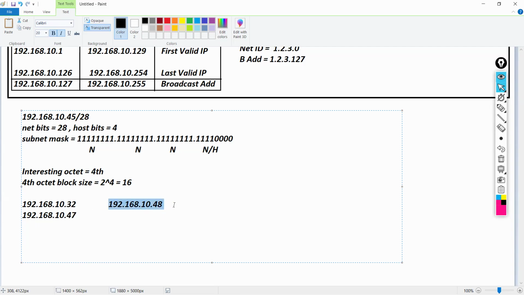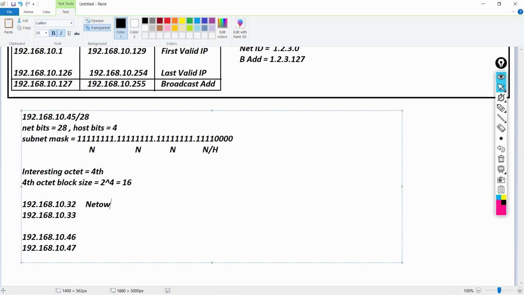Now I don't need this also. Now I don't need that one also. And here I can directly design my valid IP addresses. 10.33, this will be 10. Even valid IPs you don't require, because I already know that 45 will fall in this range. So directly I can say this is my network ID. This is my broadcast address. Is it clear?